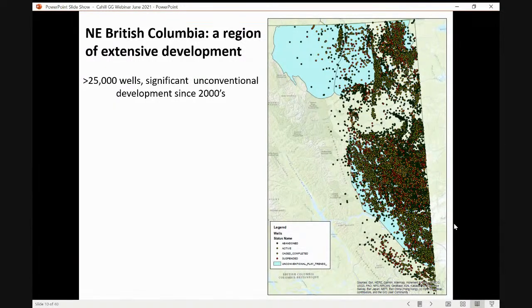So zooming in even further, where I'm going to be talking about some of the work I've been involved in today is in northeast British Columbia. So it's the top little corner of the Western Canada Sedimentary Basin. And it's in some ways a bit of a smaller region of development compared to its neighbor, Alberta, next door. There's about 25,000 energy wells drilled there. There's been a huge amount drilled since the 2000s, with several big unconventional resource plays there. For example, the Montney Shale is in this region. So there's been a huge amount of additional drilling since the 2000s.